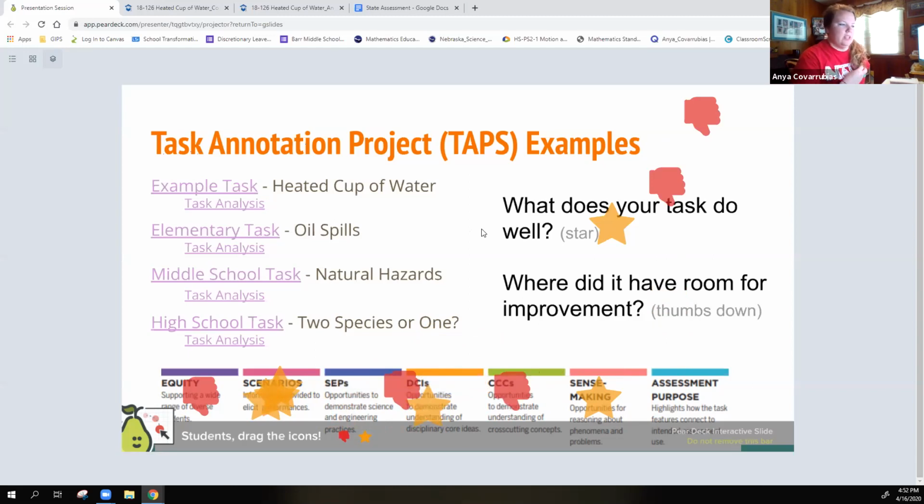Okay, about 30 more seconds here. So kind of just scroll through yours. Where did they have some room for improvement? Just pick one. And what did they do well? Gives us a real nice graphic, Betsy, for our next slide here. Okay, about 10 seconds.